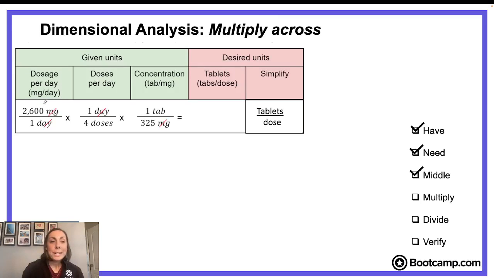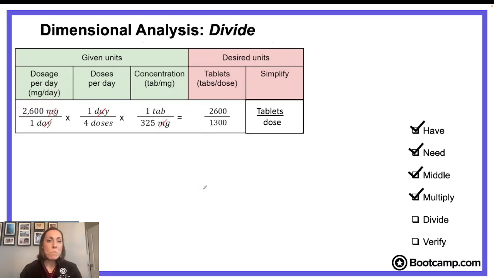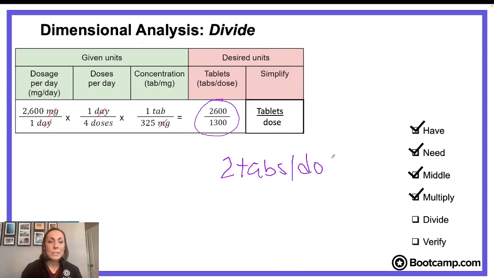So you're going to take 2,600 times your 1 times your 1, and what do we get? The easiest math we're going to do all day. 2,600, right? Okay, so then we're going to do the same thing at the bottom. 1 times 4 times 325, and what do you get? 1,300, right? Okay, so now we can take those numbers and divide. So what do we get? 2,600 divided by 1,300. 2, right? 2 tabs per dose.